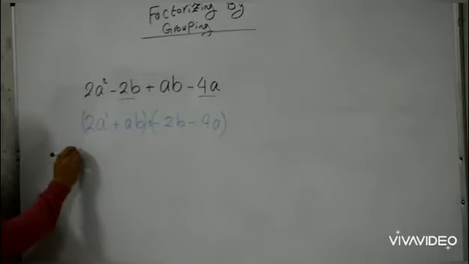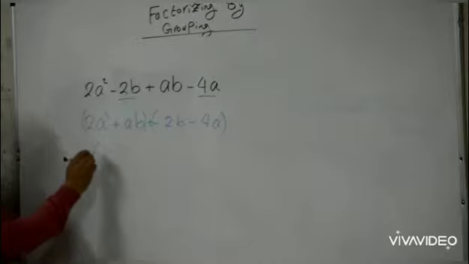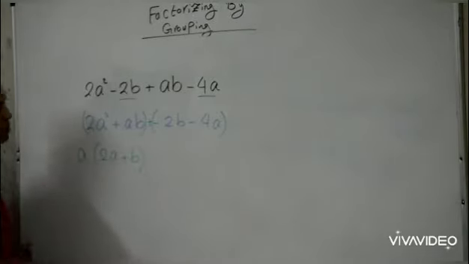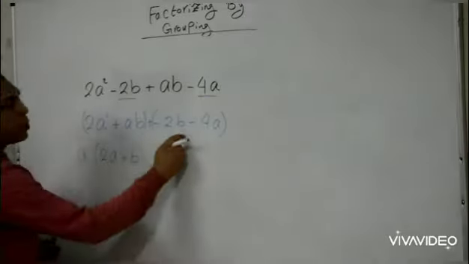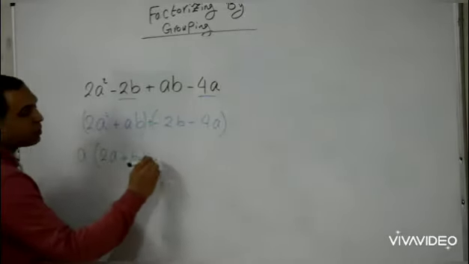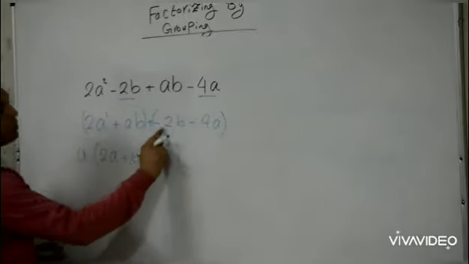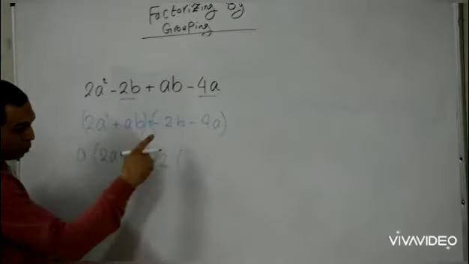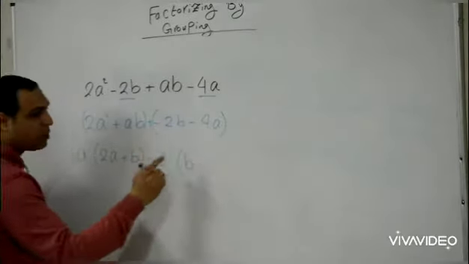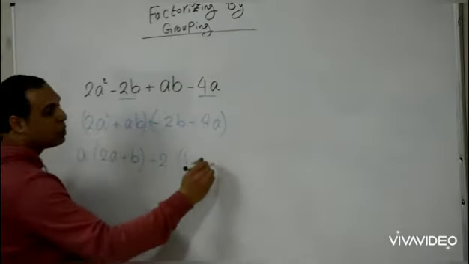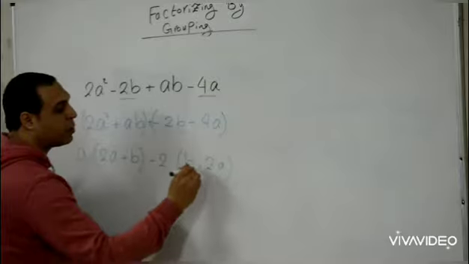The common factor is a. The remaining part is 2a plus b. The common factor from here is negative 2. The remaining part is negative 2 divided by negative 2 equals 1, 1b. Negative 4 divided by negative 2 will be 2a, with positive.